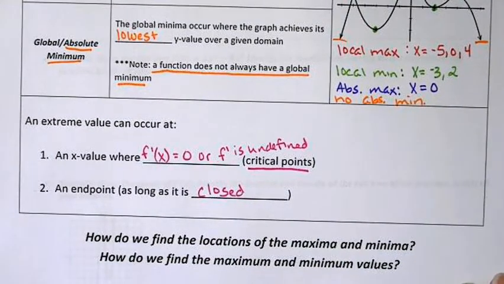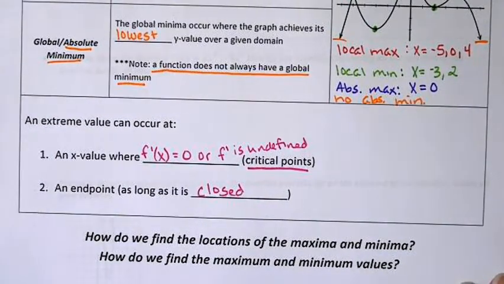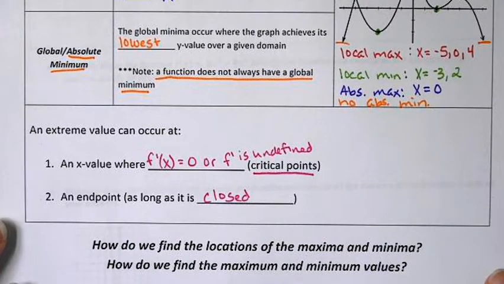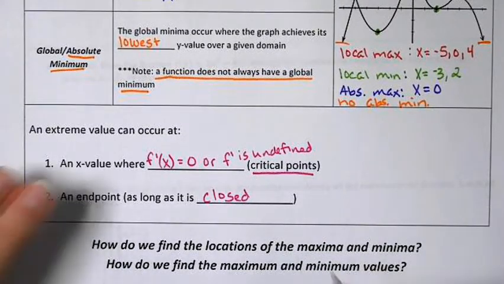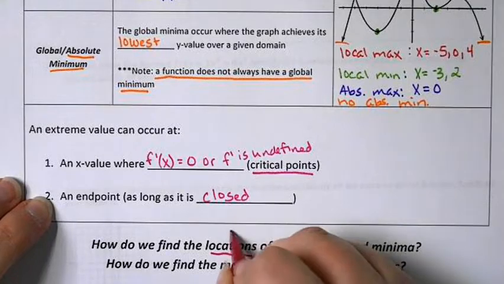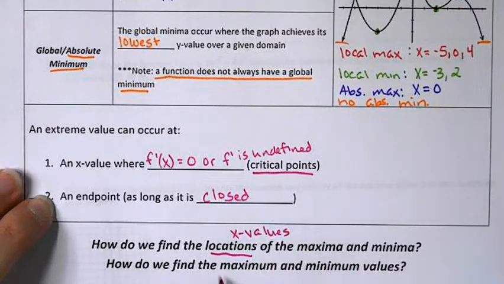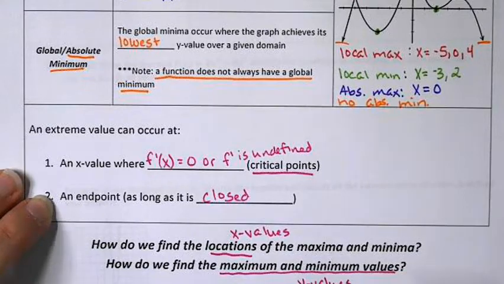All right, so now we're going to actually start looking at how do we find the locations of the maxima and minima, and how do we find the actual maximum and minimum values. So locations, it's important to note, that means we're looking for the x values where these happen. The minimum and maximum values are actually the y values. So you want to make sure you know the difference between those.